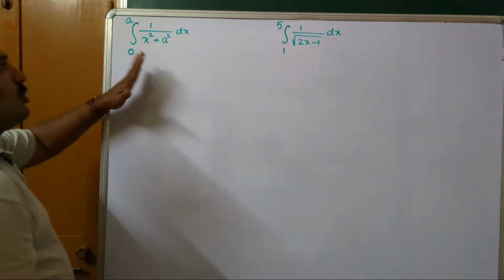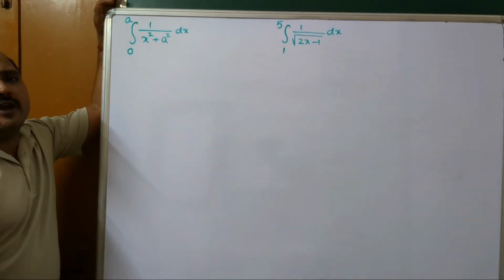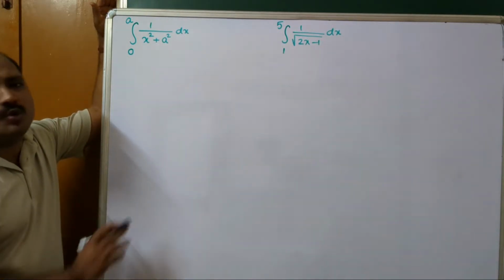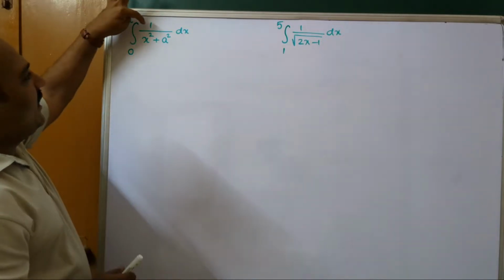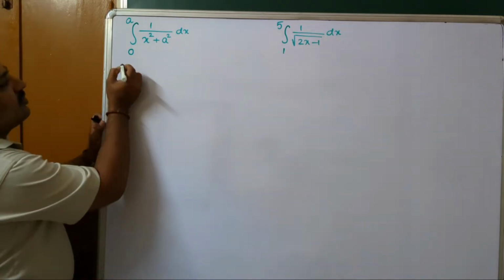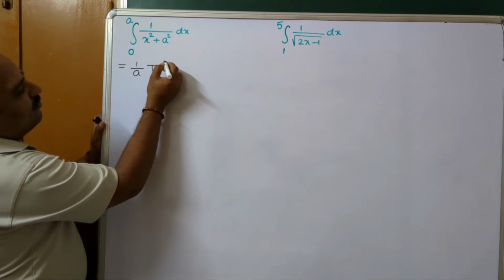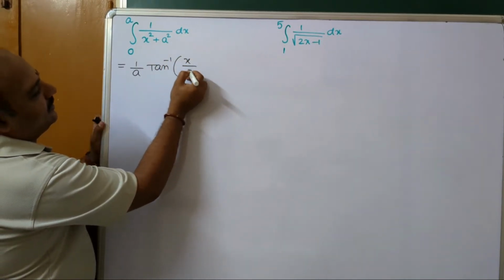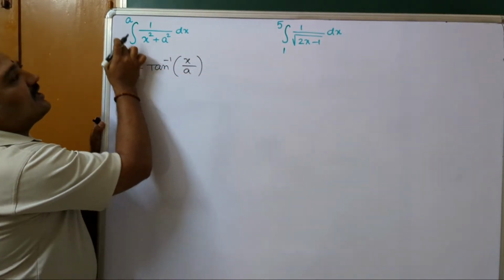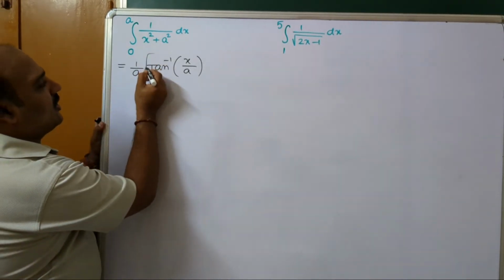So this is the straight question. Integral 0 to a, 1 by x square plus a square into dx. If you know the formula, you are able to do this. We know that integral of 1 by x square plus a square is 1 by a into tan inverse of x by a. Generally we can keep plus c, but whenever it is definite integration, this 1 by a is also constant, so it is not required.